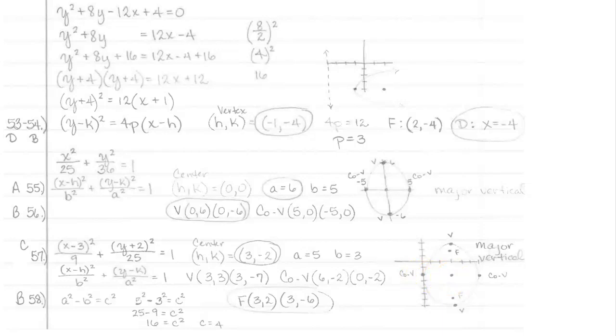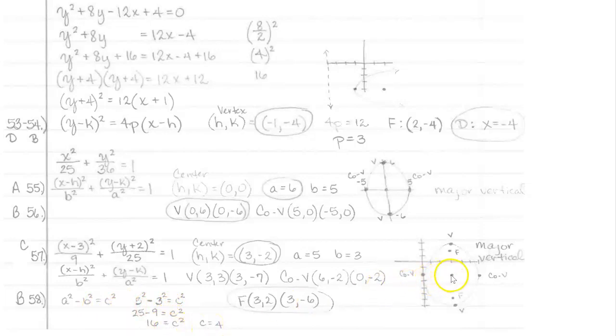What they asked for, though, were my foci. Now, my foci are always going to be on the major axis. So I start at my center and I go up my c value and down my c value to get to my foci. So I need to find what c is. The equation relating a, b, and c for an ellipse is a squared minus b squared equals c squared. So I just plugged in what we knew for a and b, and we're able to solve to find out that c is equal to 4.